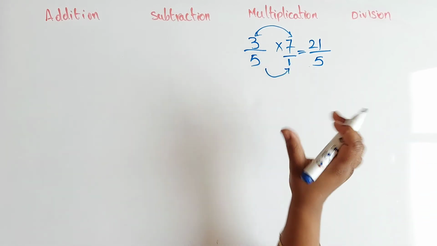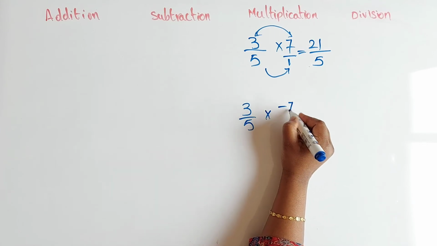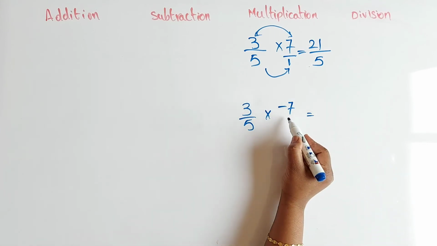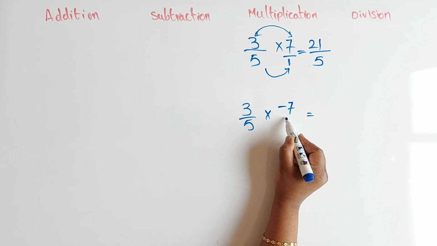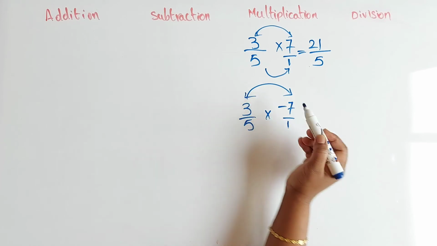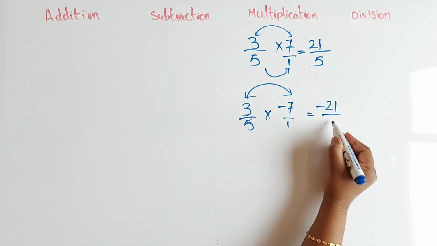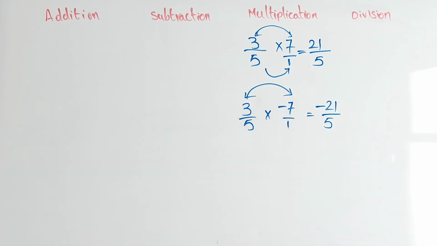Now we will multiply with negative integer. 3 by 5 into minus 7. Correct, children? Here also in denominator nothing is there means write 1, children. Now multiply numerator with numerator. 3 into minus 7, minus 21 divided by 5 into 1, 5. Very easy, right?